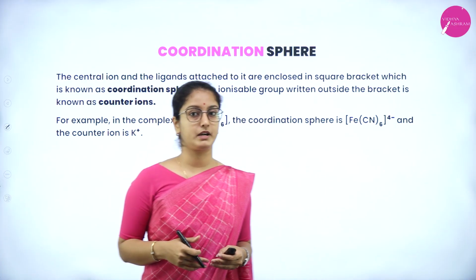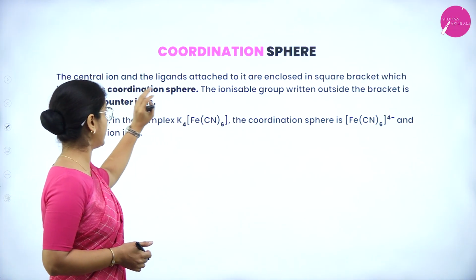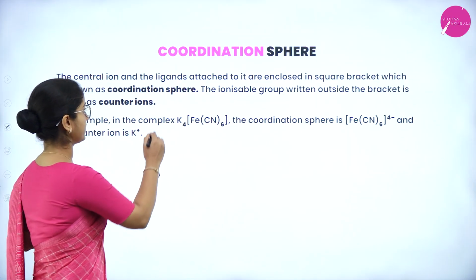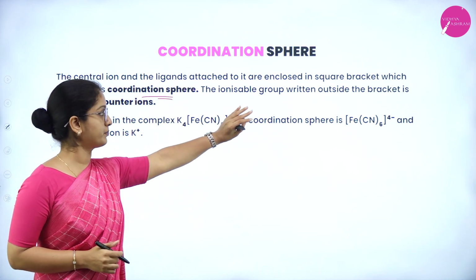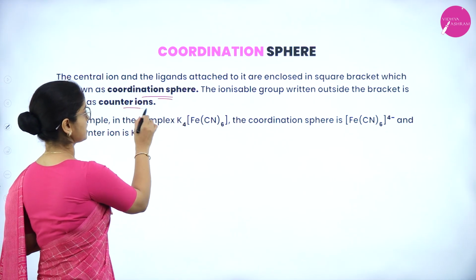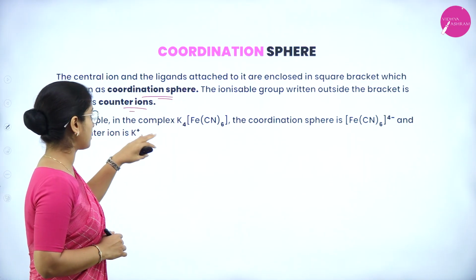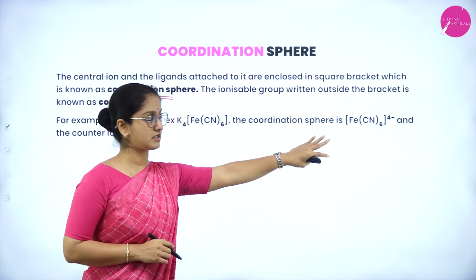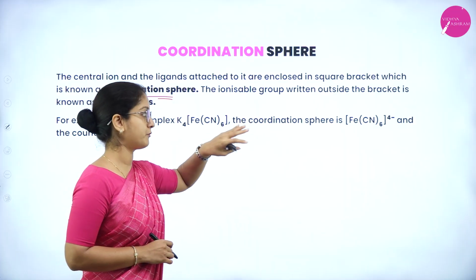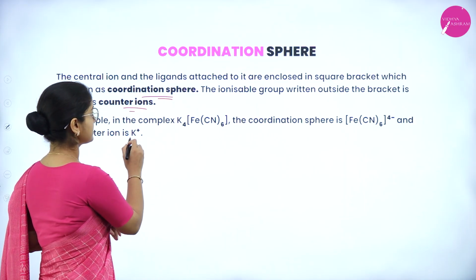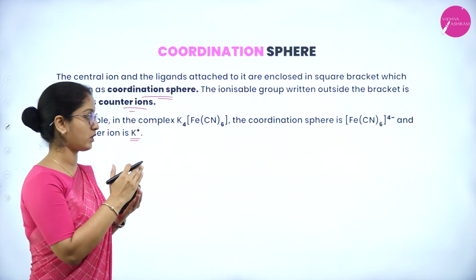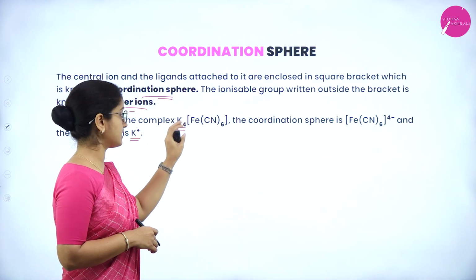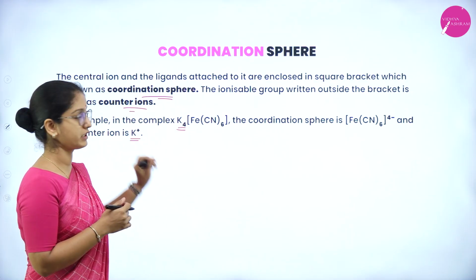The next topic is the coordination sphere. The central ion and the ligands attached to it are enclosed in square brackets, which is known as the coordination sphere. The ionizable groups written outside the bracket are known as counter ions. For example, in the complex K4[Fe(CN)6], the coordination sphere is [Fe(CN)6]4- and the counter ion is K+. Whatever is written outside the bracket is the counter ion, and what is written within the brackets is the coordination sphere.